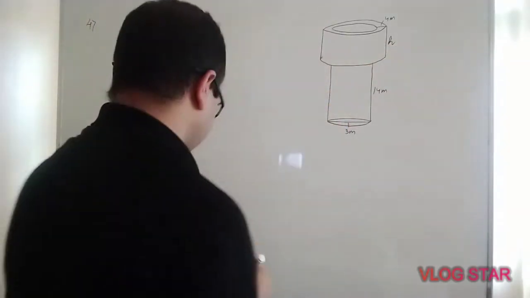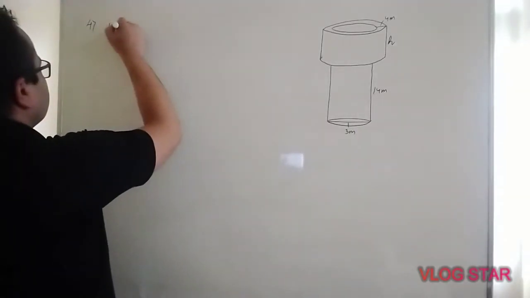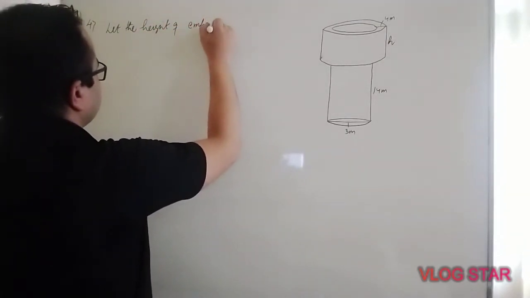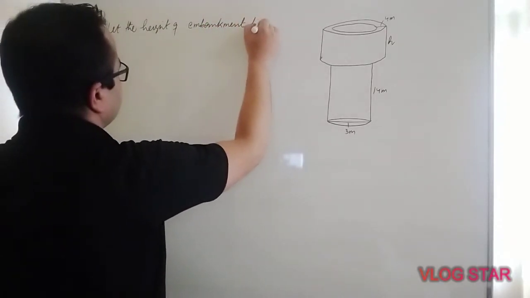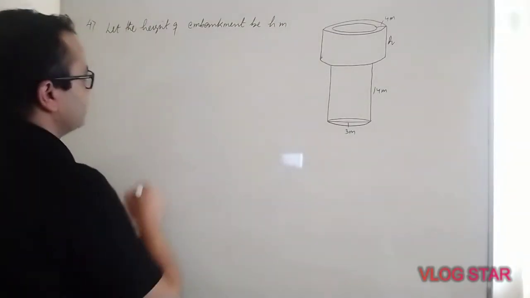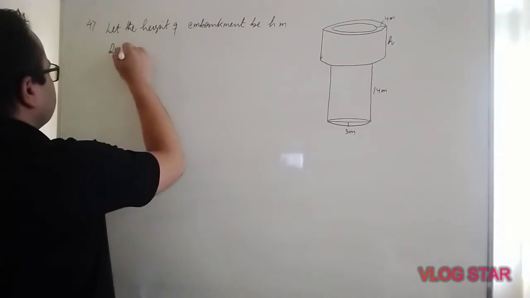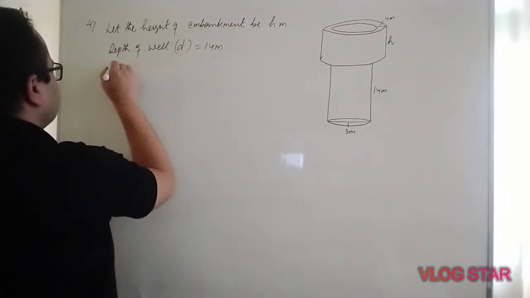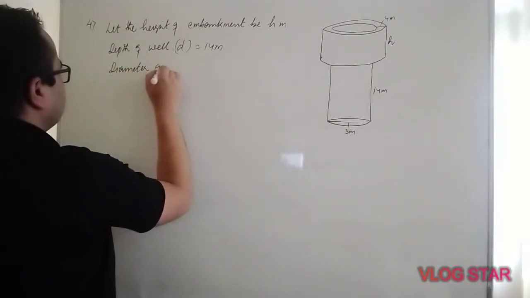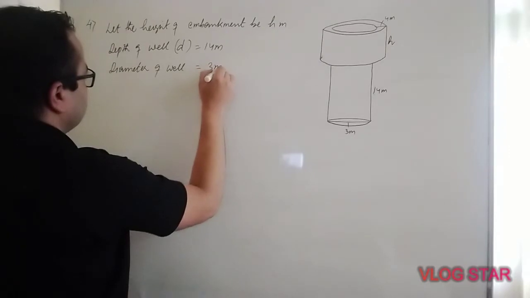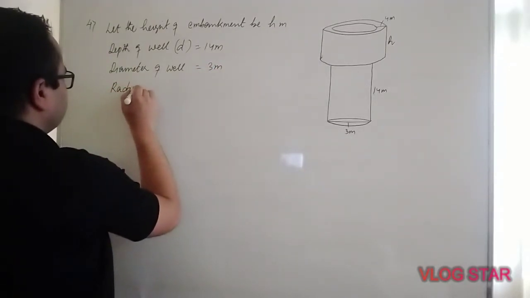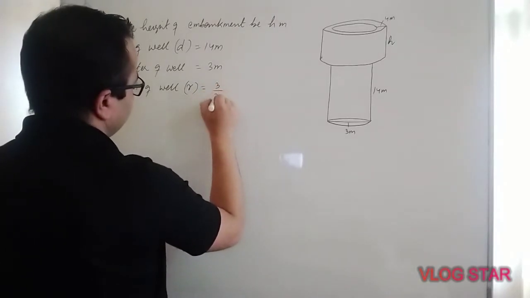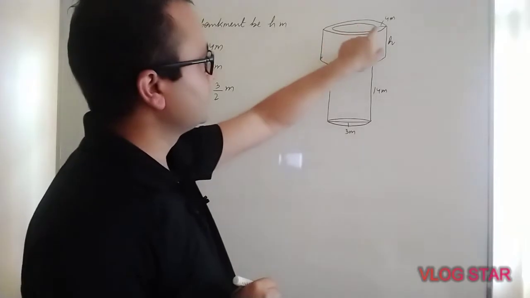First we have to mention in the solution: let the height of the embankment be H meter. Depth of well D equals 14 meter. Diameter of well equals 3 meter. Radius of well R equals 3 by 2 meter. Now we have to calculate the inner radius and outer radius of the embankment.